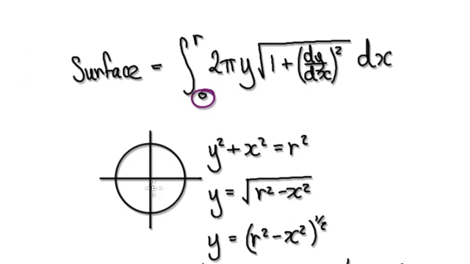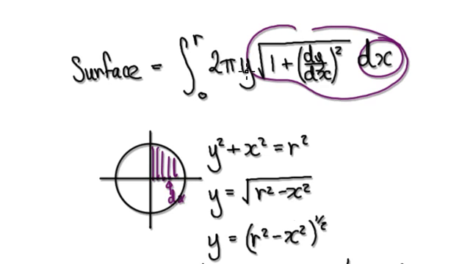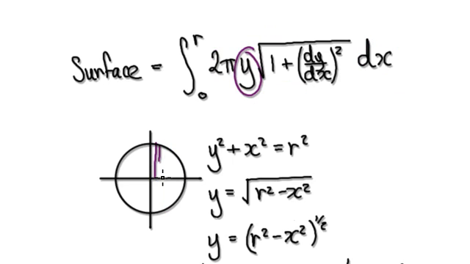So from 0 to r, we are really summing up everything here. We're moving in the x direction, so we start with dx, and then this bit here will give us the arc length. Once we've got the arc length, we need to times it with the circumference of a circle. And this y here is really the height of the strip as we're moving along in the x direction, from 0 to r.